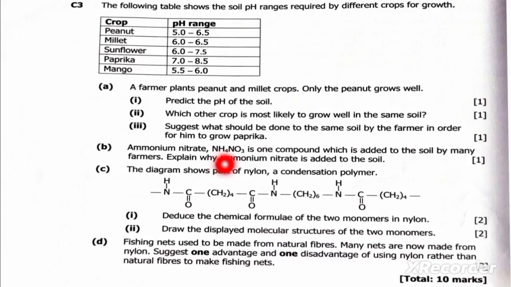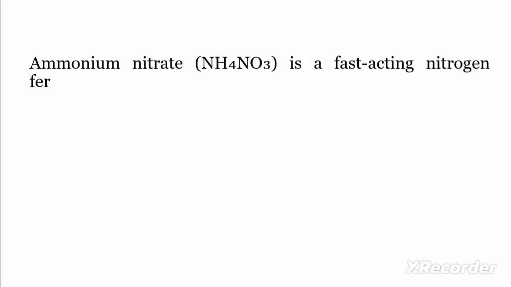Ammonium nitrate is one compound which is added to the soil by many farmers. Explain why ammonium nitrate is added to the soil. Ammonium nitrate is a fast-acting nitrogen fertilizer.